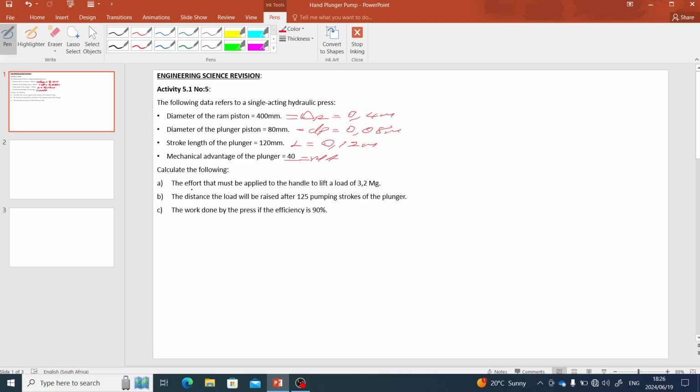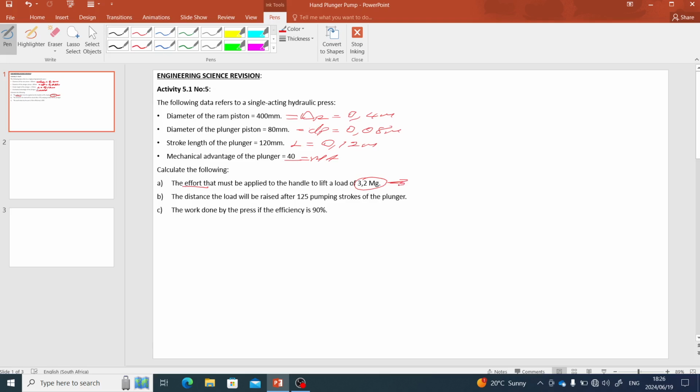Now they want us to calculate the F effort that must be applied to the handle, if the mass is given as 3.2 megagrams. We know by now that for you to be able to use this mass, you need to convert it to what? To Newton. But the formula of Newton is kilograms multiplied by meters per second squared. Now, we have to convert this megagram, the M is for million, mega, to kilograms, so that our SI unit can suit the requirements of converting the mass into Newton.